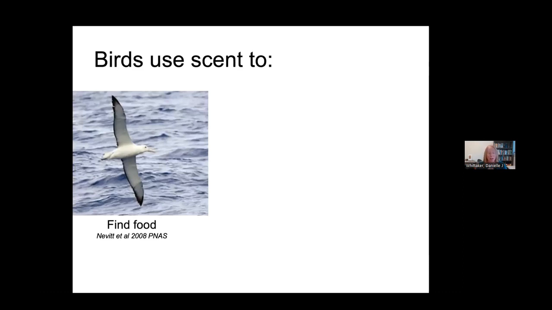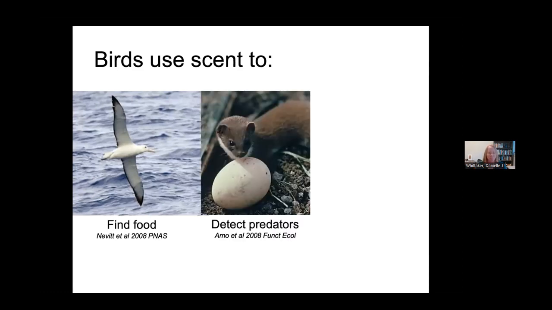seabirds, like the wandering albatross that fly for many, many miles over open ocean. They know where to find fish in the ocean to eat because they're following the scent that's actually given off by large aggregations of phytoplankton, and that's where you're going to find the fish. And so they use sense of smell here.